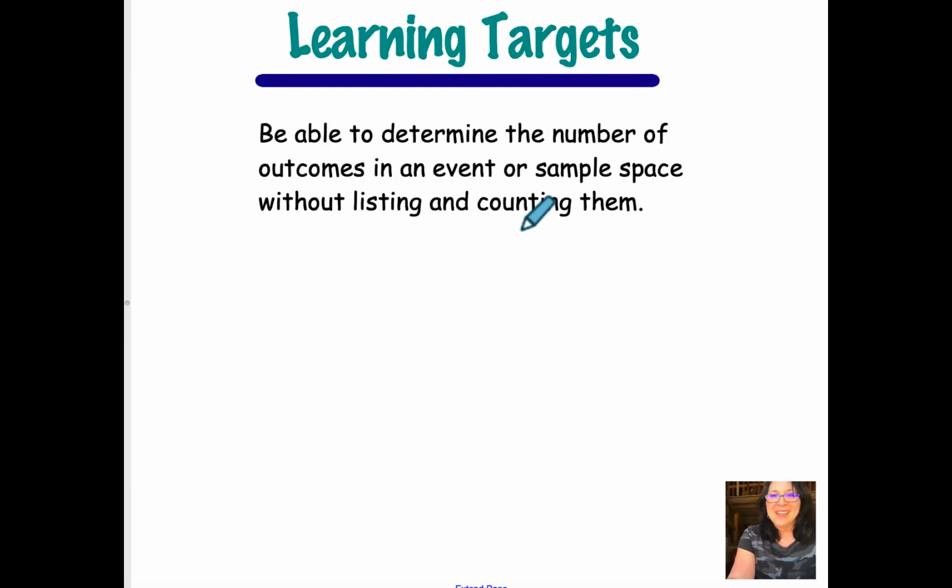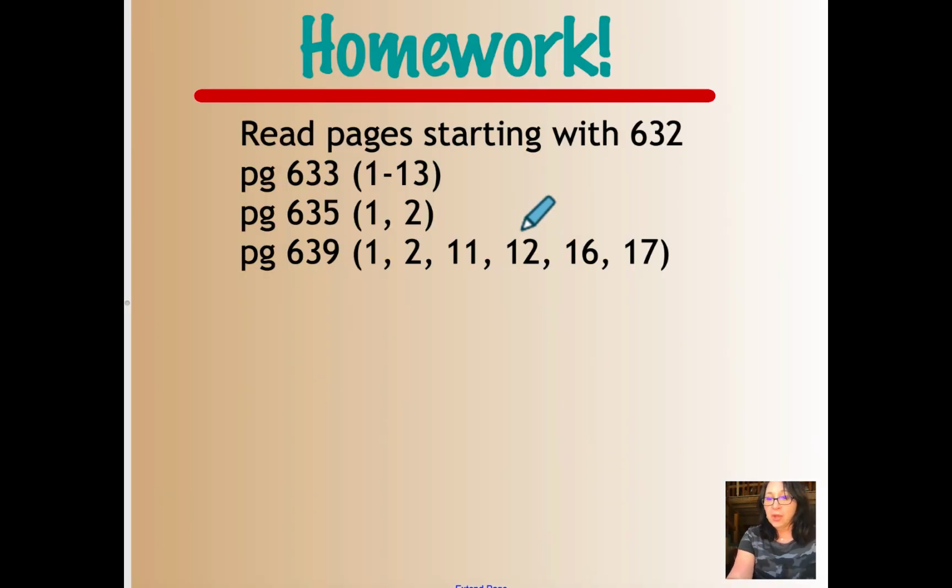Let me know. Learning targets, I believe we've hit those. So sample space, outcomes. You should definitely read the textbook for this since this is an asynchronous day. Page 632. There's 3 parts to this: probability using cards, probability, and then the fundamental counting theorem. So these are the different parts.